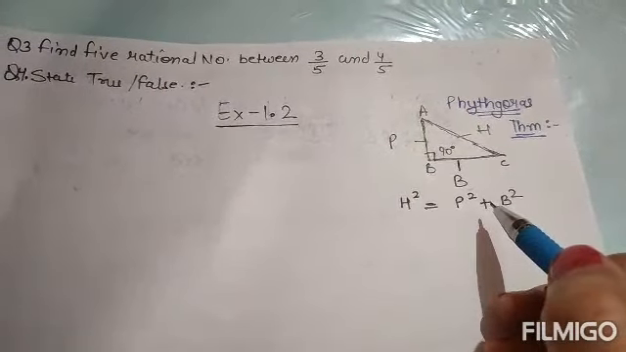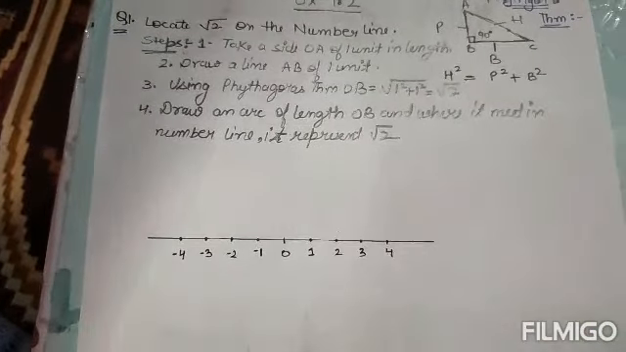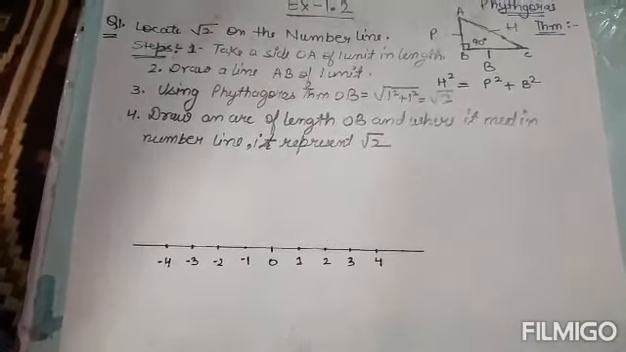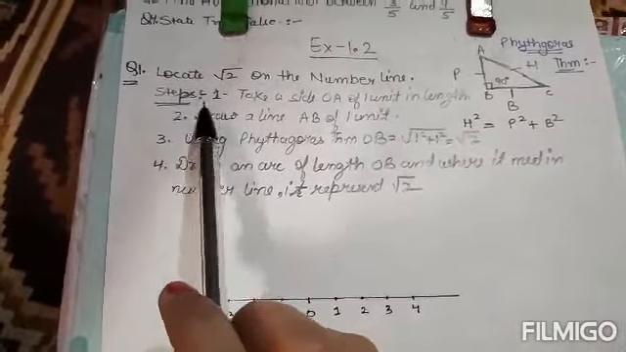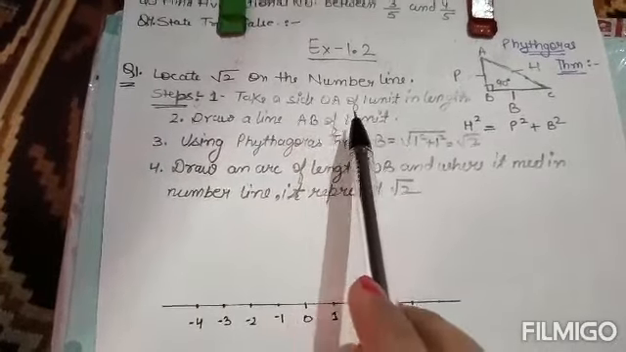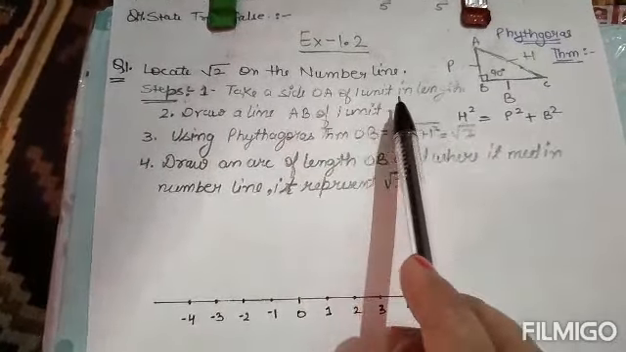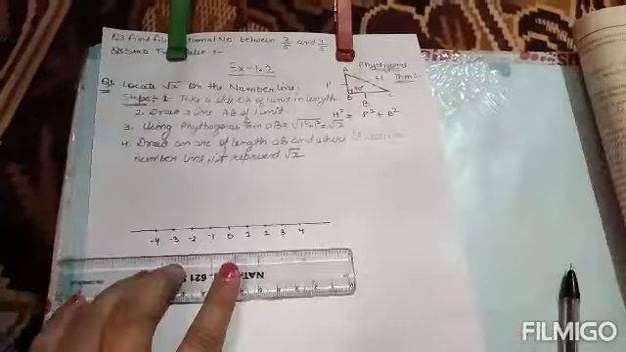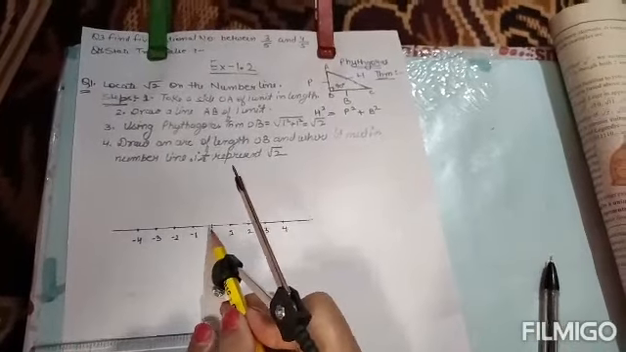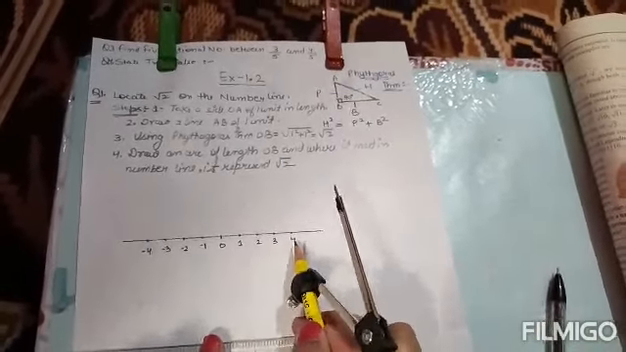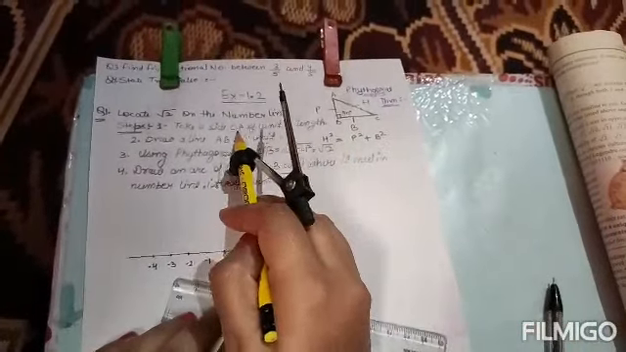Now we will start with a question. We have to locate root 2 on a number line. To locate this number, we will proceed with the construction in further steps. Look, step 1. Take a side OA of 1 unit in length. Draw a number line first. Properly take these distances of 1 unit, 1, 2, 3, 4 from the scale. Now look, we have to draw a side OA of length 1 unit.